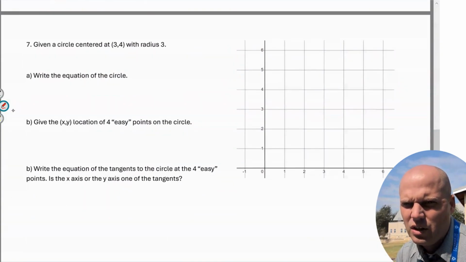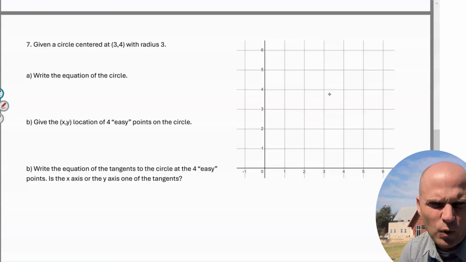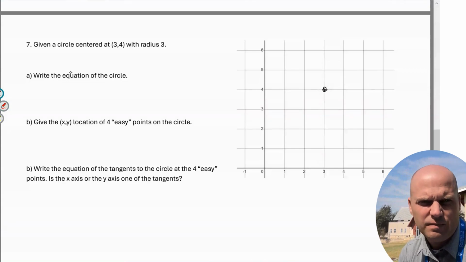All right, we've got a circle centered at (3, 4) with a radius of 3.